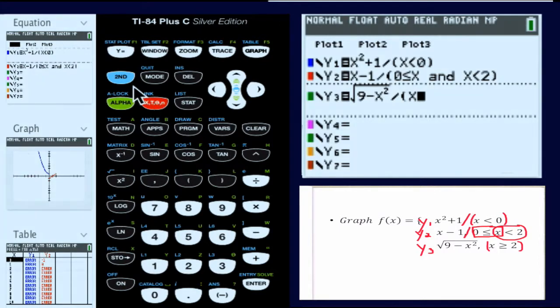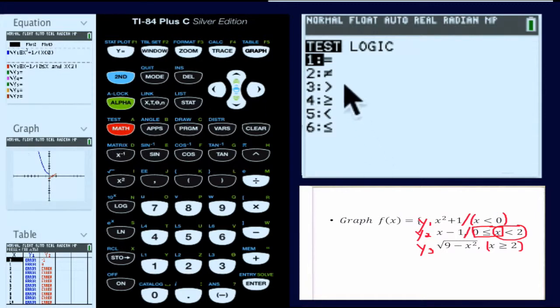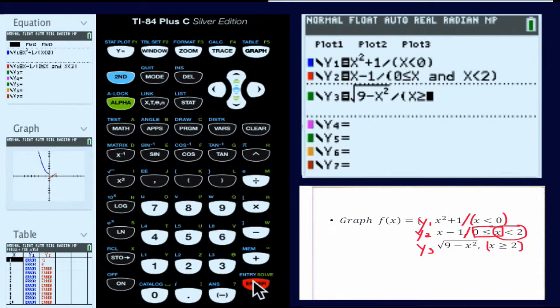The greater than or equal to is the second math button. And then we find the greater than or equal to. That happens to be the number 4. So again, you can scroll down or you can type number 4. If you scroll down, make sure that you press enter. And then 2. Close your parentheses. And now we're going to graph that.